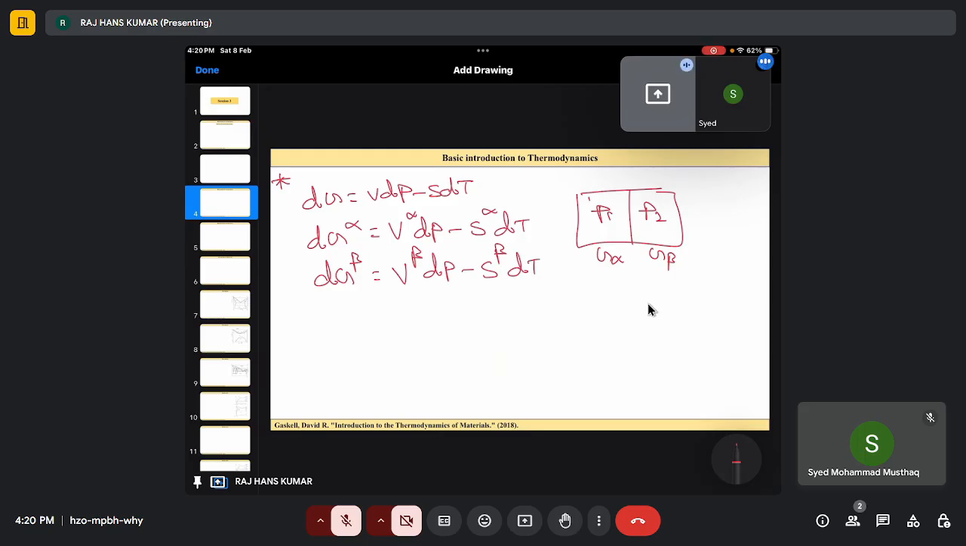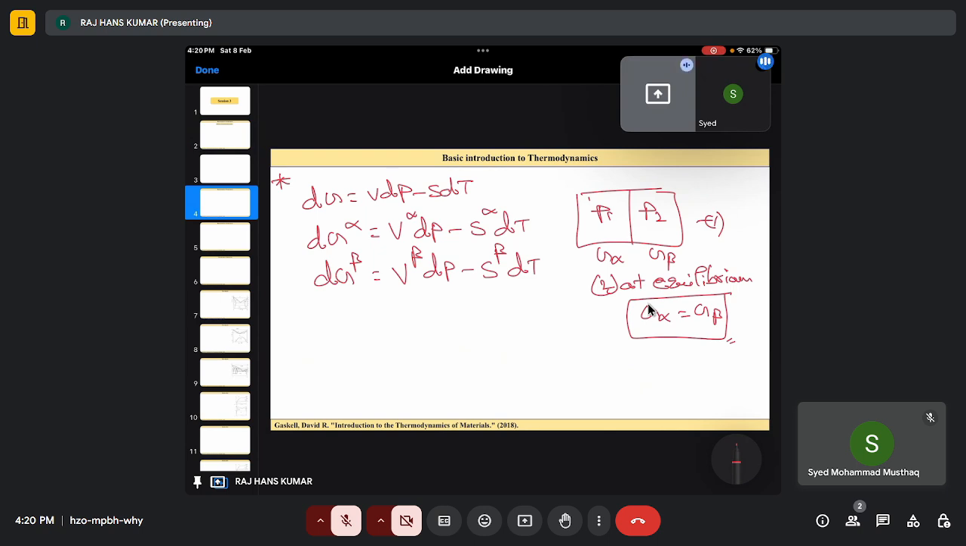So this is equation one. Now what happens at equilibrium? If two phases are at equilibrium, then their free energies must be equal, right? So G alpha equals G beta.